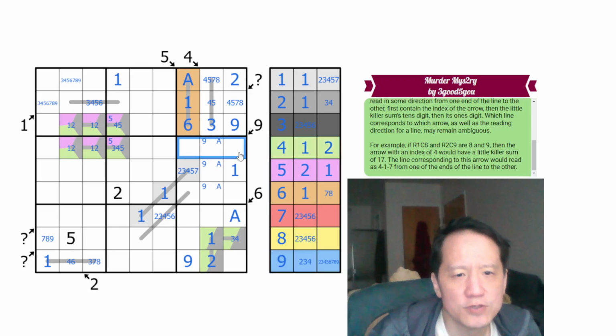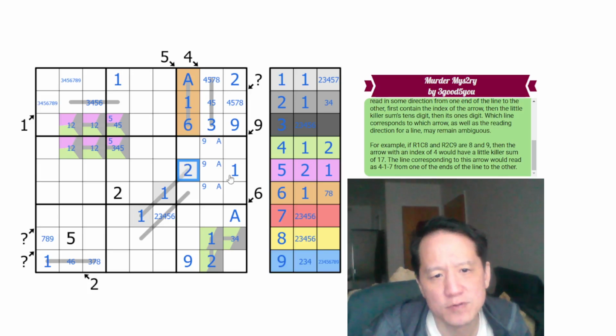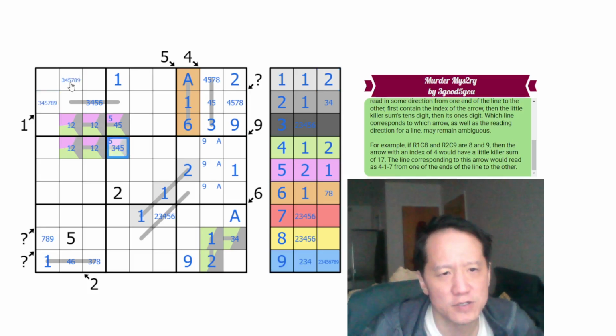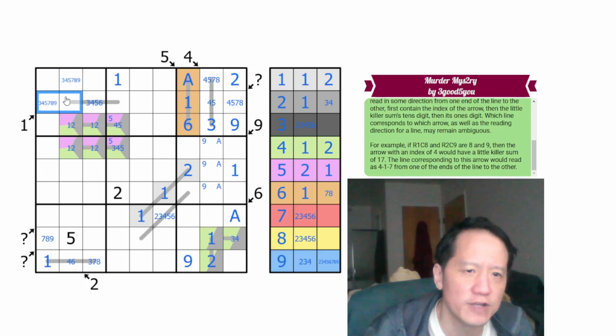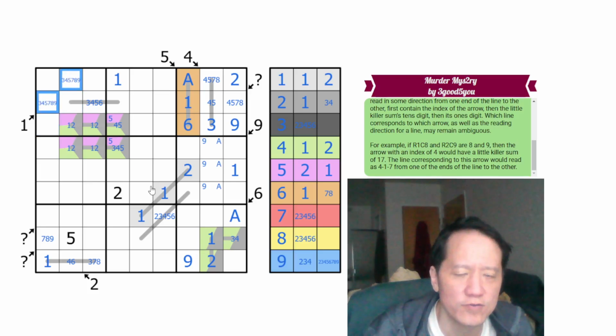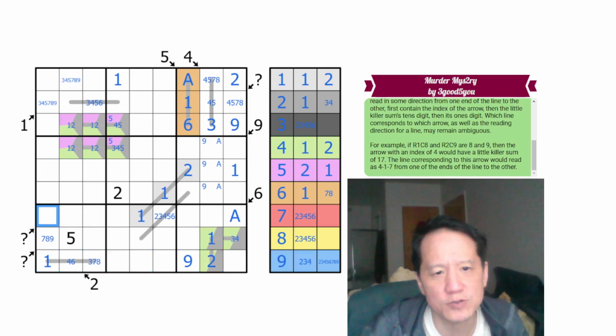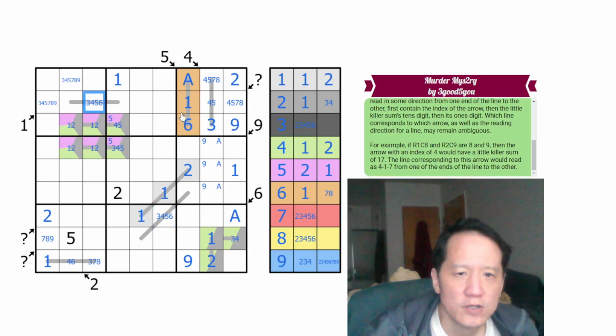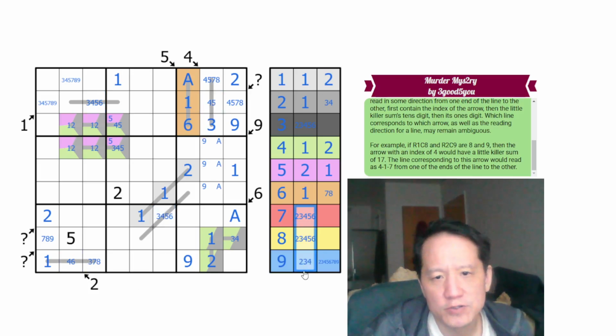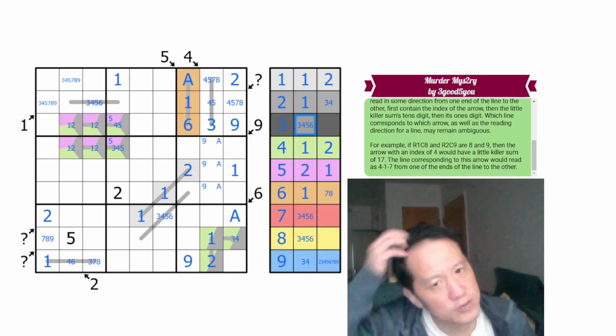So this can't be 2. This can't be 2. Therefore, this must be a 2. So this adds up to 12, which means there is no 6 here. So it's either 3, 9, 4, 8, or 5, 7, adding up to 12, because this has to be a 2. These can't be 2, so this must be a 2 here, which means this can't be 2. So all the other lines must be 3 or higher. So these can't be 2, and this can't be 2.